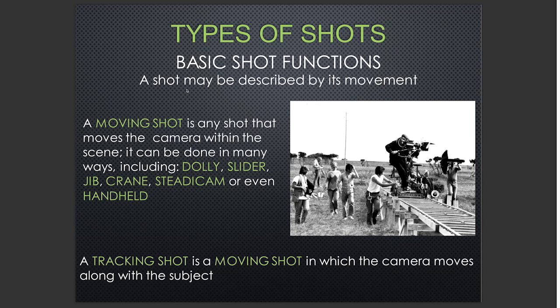Basic functions. Now we have how the camera moves. We have a few different ways we can do that. It can be done by a dolly, a slider, a jib, a crane, a Steadicam, or even by your own hands, so just holding the camera, which is something that some of y'all do. And then we have a tracking shot, a moving shot in which the camera moves along with the subject. So yep, that's pretty much self-explanatory.